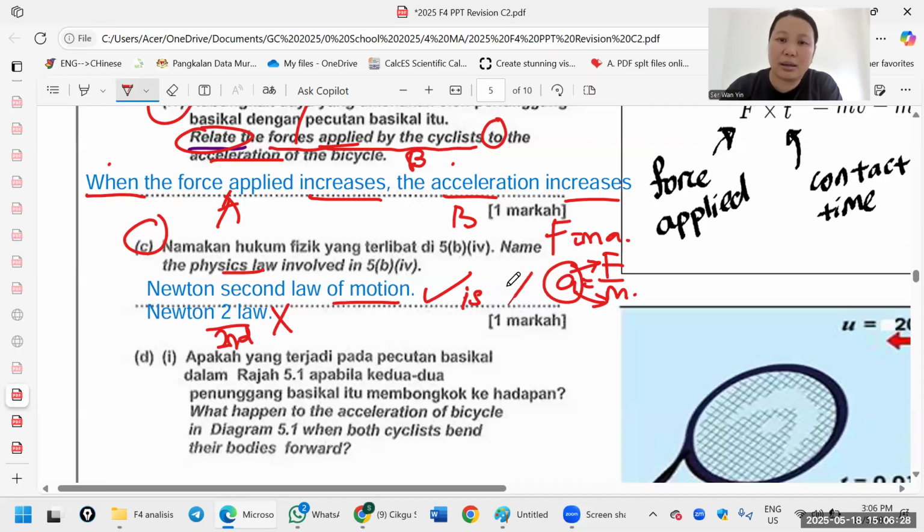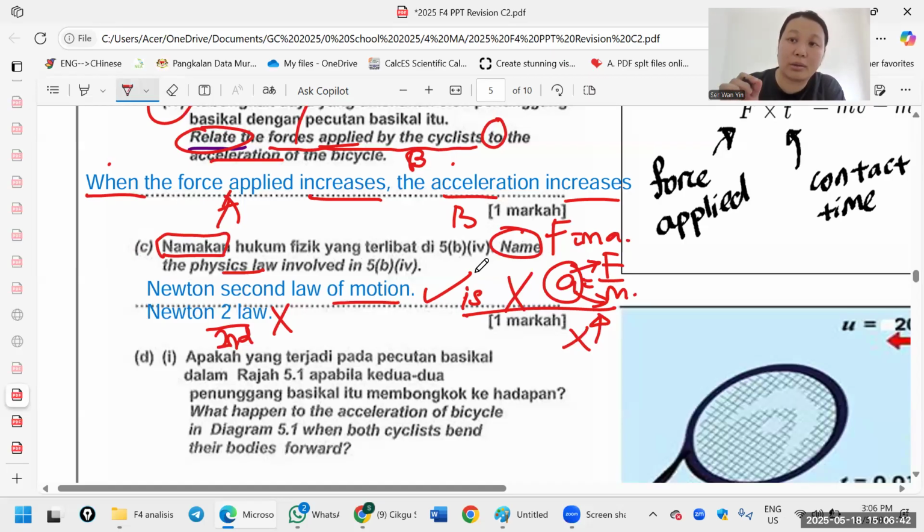Cannot. Why? Look at this question. They want the name, they just want the name. So if you explain what it is, still wrong. Understand? You must answer based on the question. Name. Actually, for this one the third law also can, because action and reaction still can.